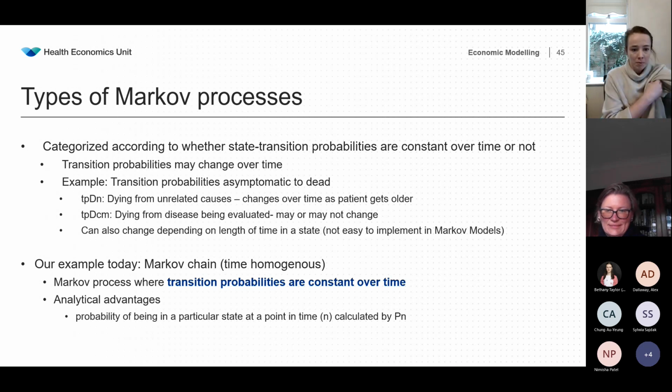An example of this is transition probabilities where it's asymptomatic to dead. And then today, we're going to use a Markov chain, which assumes that we have homogeneous time. And then a Markov process, where transition probabilities are constant over time. And this has an analytical advantage where the probability of being at any particular state in time can be calculated.